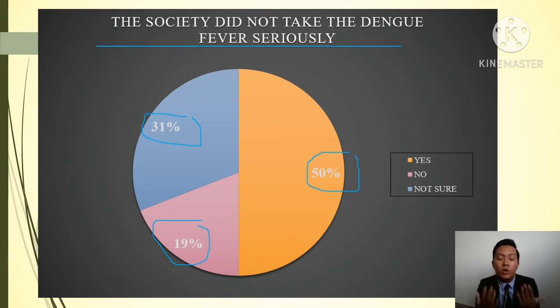So from the conclusion in this pie chart, among 60 students of Polytechnic Sultan Idris Shah was most chosen yes, while no was the least popular chosen, as the society did not take the dengue fever seriously.